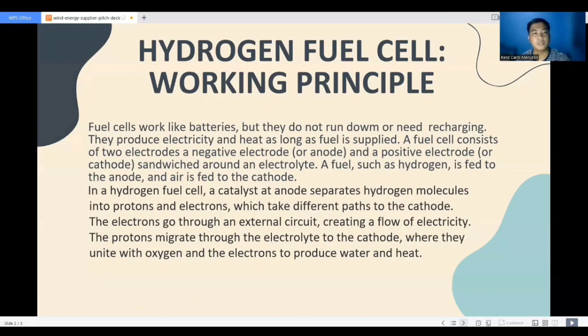In a hydrogen fuel cell, a catalyst at the anode separates hydrogen molecules into protons and electrons, which take different paths to the cathode. The electrons go through an external circuit, creating a flow of electricity. The protons migrate through the electrolyte to the cathode, where they unite with oxygen and the electrons to produce water and heat.